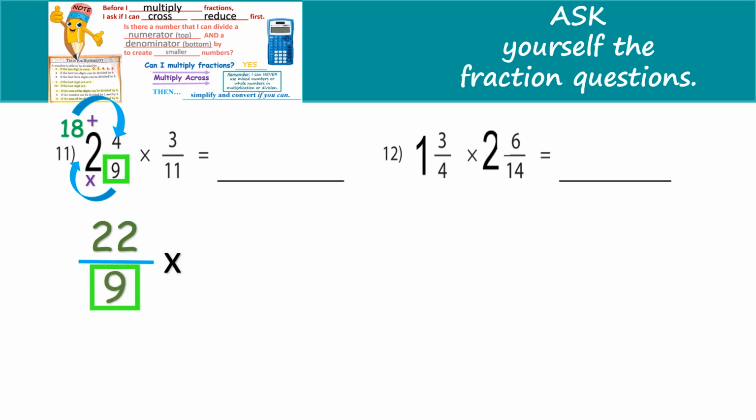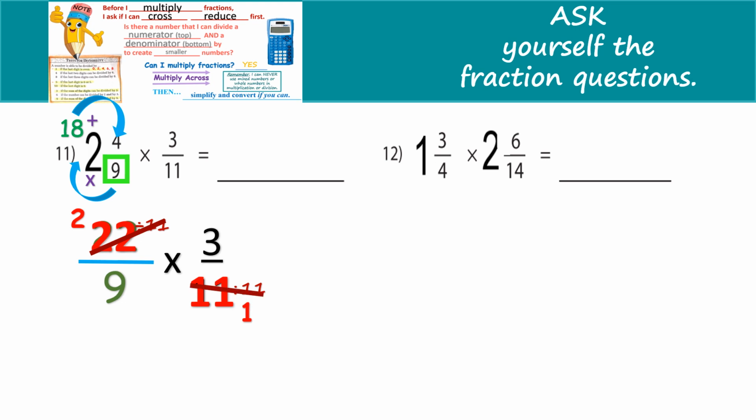Then I'm going to rewrite my problem and have my 3 and my 11. Now, I'm going to ask myself, okay, can I cross reduce? Is there anything that will go into anything else? What about 11 and 22? Well, if you don't know, you could always pick up your handy dandy calculator and check, type in 22 divided by 11 and see if you get a whole number. And you should, because 11 will go into 22 evenly. So I'm going to cross reduce with 11s. 11 will go into 22 2 times. And 11 will go into 11 one time.